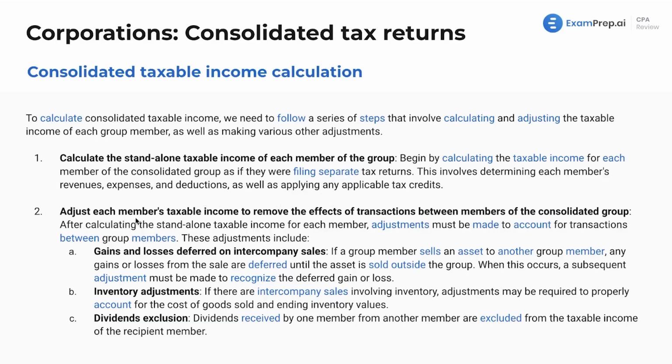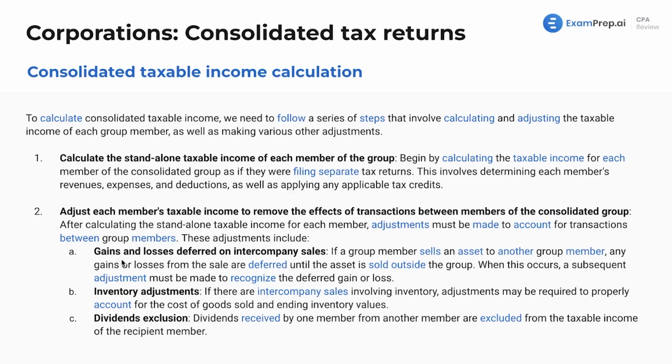Next up, we want to adjust each member's taxable income to remove the effects of transactions between members of the consolidated group. This is just eliminating any intercompany transactions, which again, this is something we for sure see on FAR, and just making that connection, because if you remember that from that exam, if you've taken it, then you can apply your knowledge here. After calculating the standalone taxable income for each member, adjustments must be made to account for transactions between group members, because these are not real transactions. If I make a sale to a 100% owned subsidiary, guess what? That's not a real sale, and as such, we shouldn't be taxed on it.